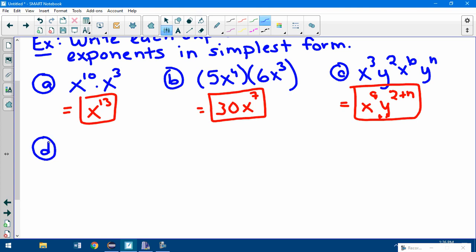Example D. Let's do a division one. 6x to the 10th divided by 12x to the 4th.